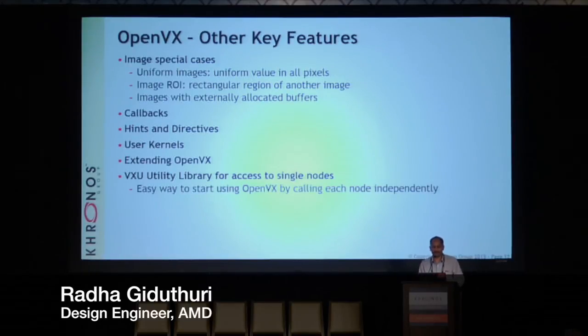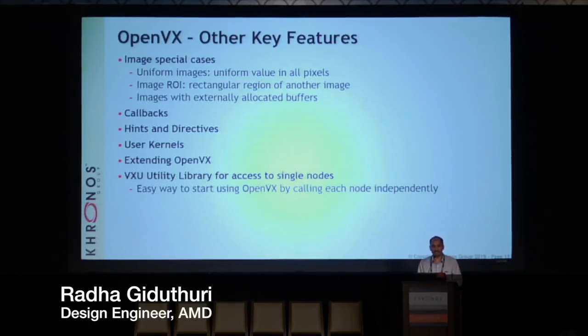Okay, there are some other key features in OpenVX. There are special image types. There is a uniform image, which basically says that all the pixels in the image are constant, and they're initialized at once. So what it tells the framework is that the whole image is constant. Now, when you create an image, the underlying implementation may not have to allocate a huge buffer. It can, in theory, just keep one value and optimize underneath. And there are also images that can be allocated externally using a host malloc and then pass the pointer. And it has other features such as callbacks, hints, directives, user kernels.